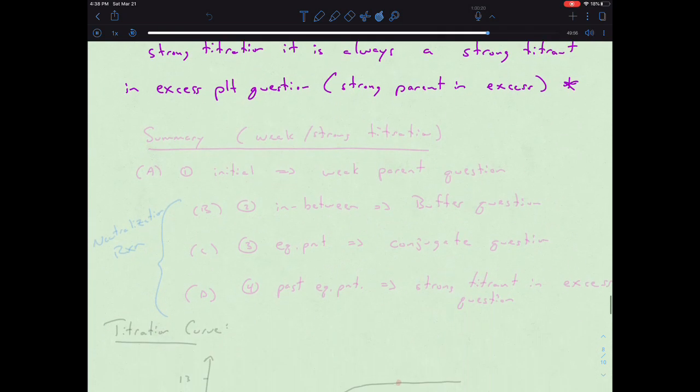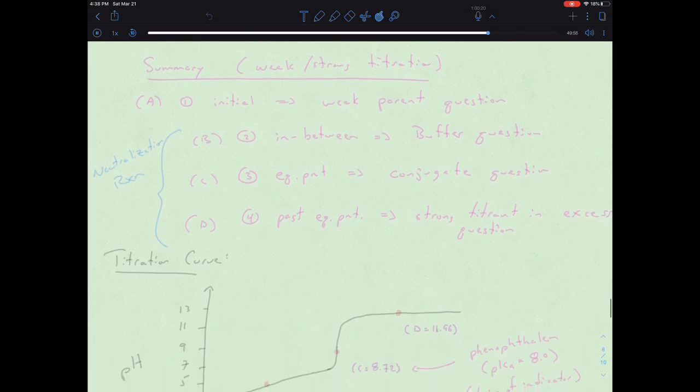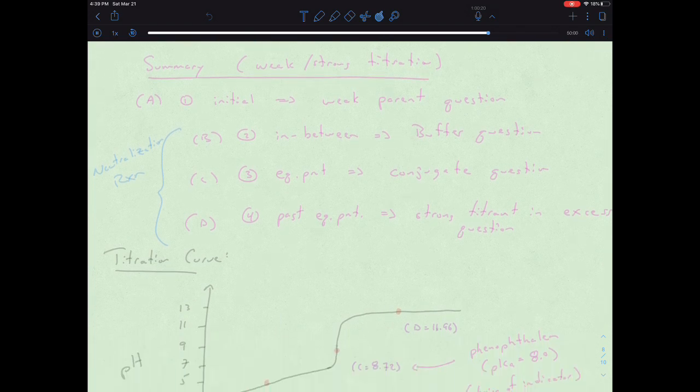So we've done the whole titration, and just to kind of summarize, there's always like 4 pieces to these titrations. The first part is what I call the initial. And this is just a weak acid question.